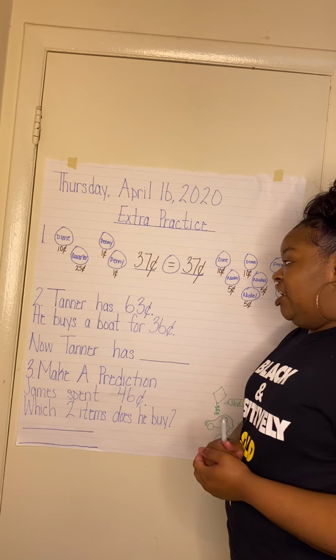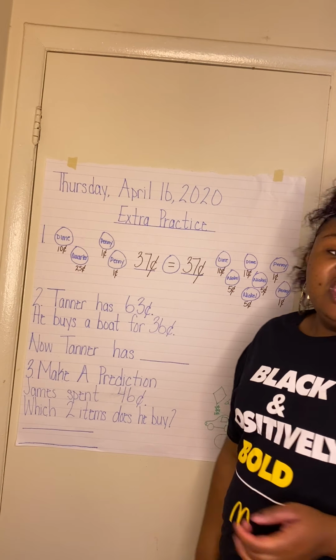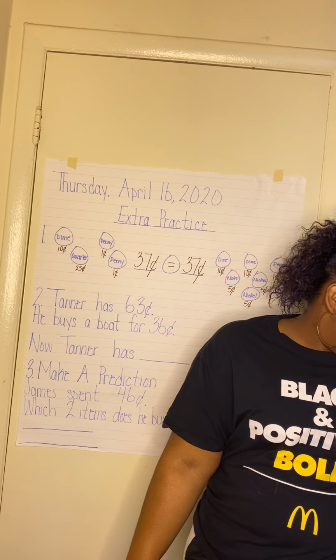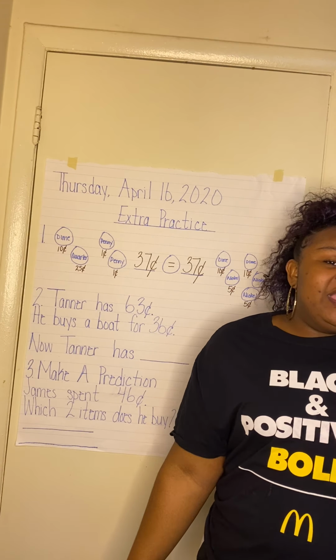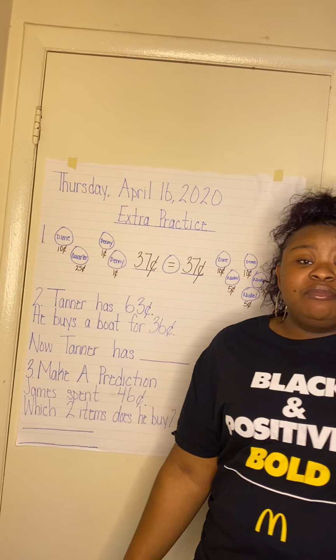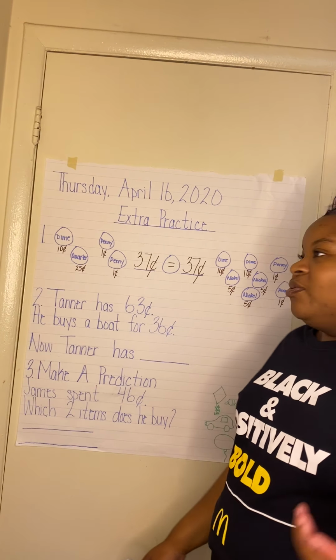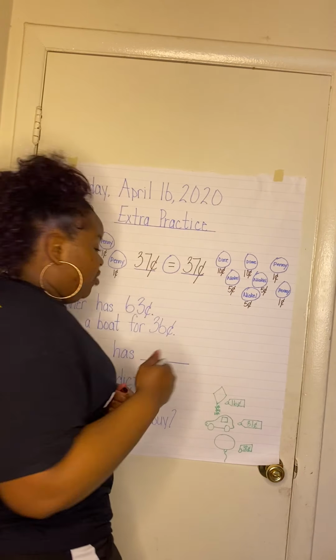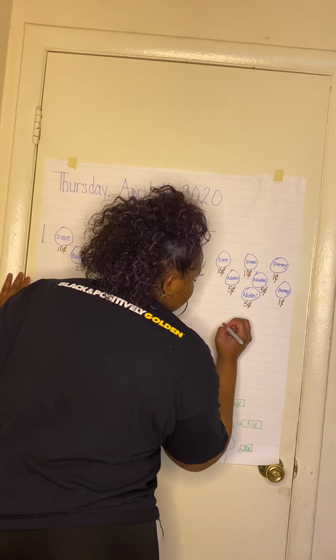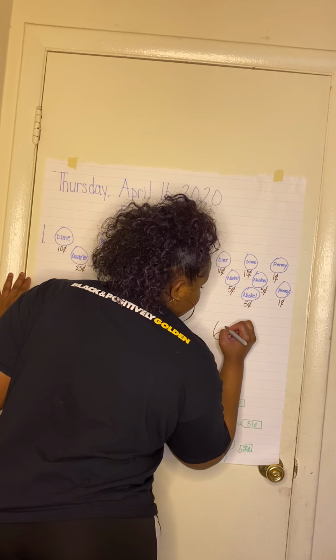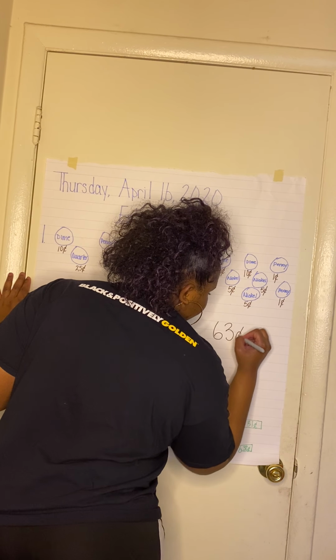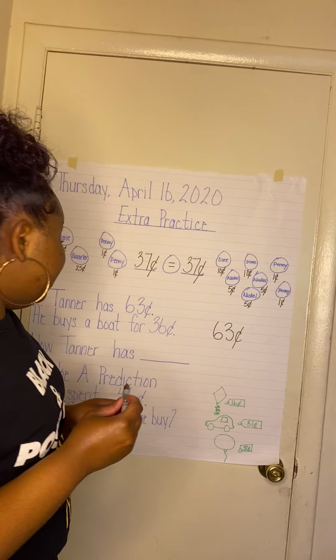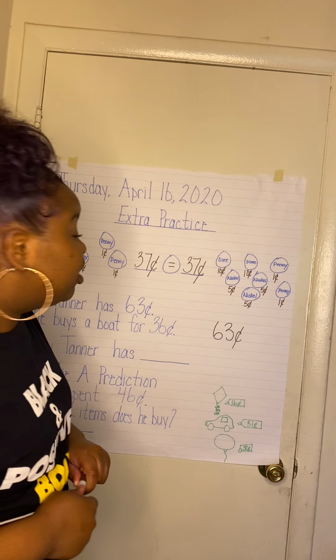So he started with 63 cents. So you see that on page 273. See that open area, that open box right beside number 2? That is where you will show your work. So over here is where I'm going to show my work. So Tanner started with 63 cents. So the first thing that I will write is 63 cents. And then it says that Tanner buys a boat for 36 cents.